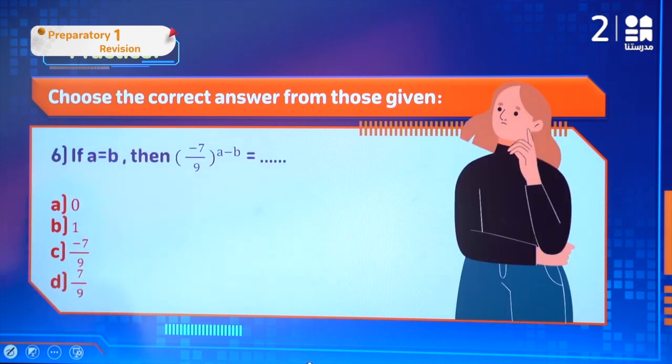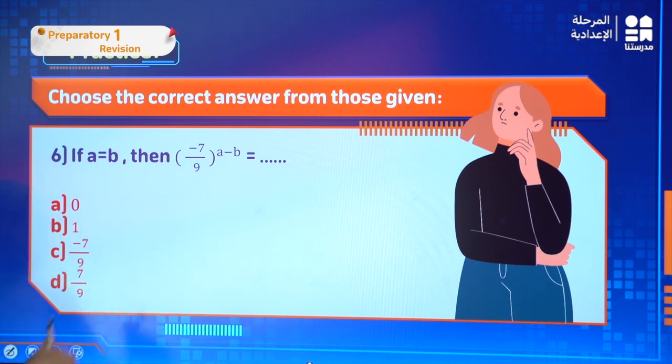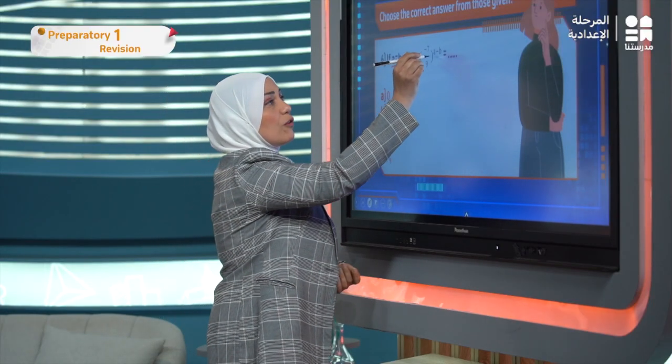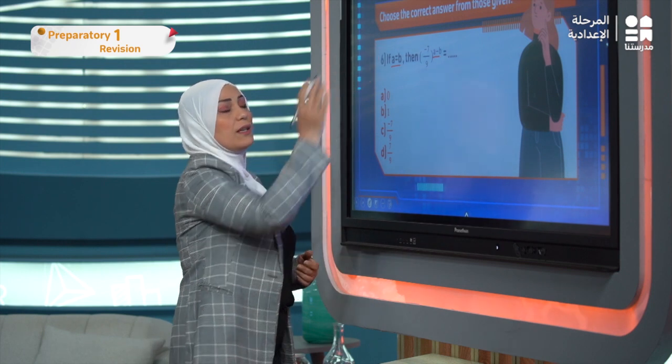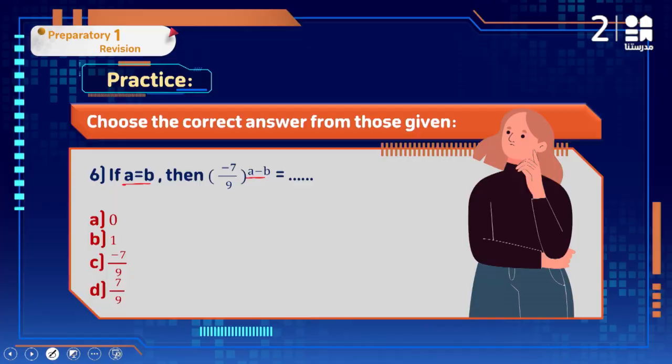The sixth one, if A equals B, then negative 7 over 9 all to the power of A minus B. Let me focus here. If A equals B, the value of A minus B equals what? They are equal. For example, 3 equals 3. So 3 minus 3 equals 0. So here A minus B is 0. And as we know, any number to the power of 0 is 1. So the correct answer is 1.